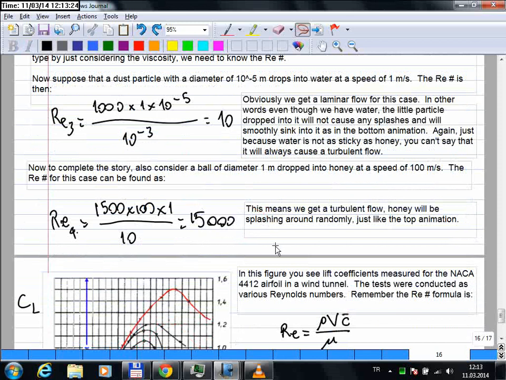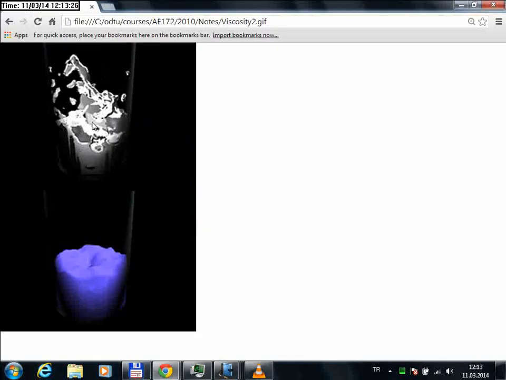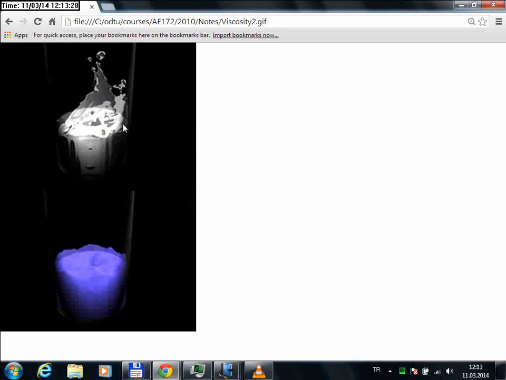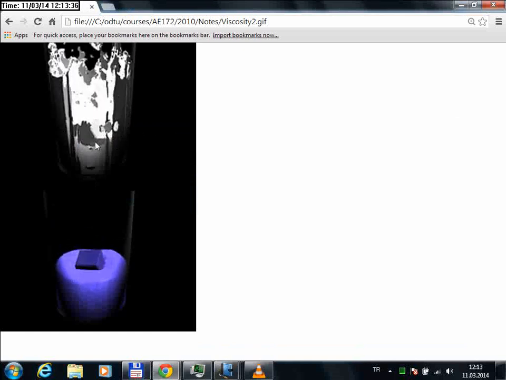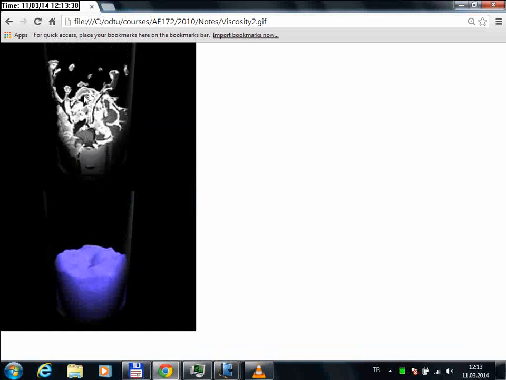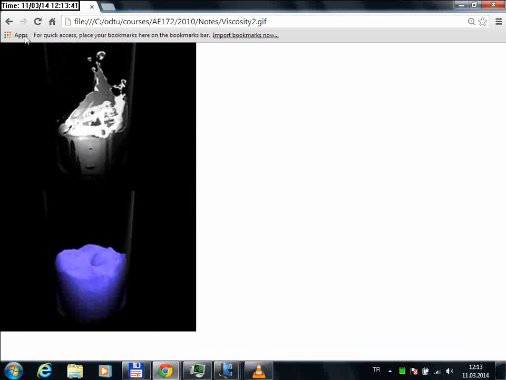So that means if you take a huge pool of honey and drop a 1 meter diameter object at 100 meters per second, you will get such a response from honey. You will see that the huge pool of honey would be splashing around and showing this turbulent reaction.